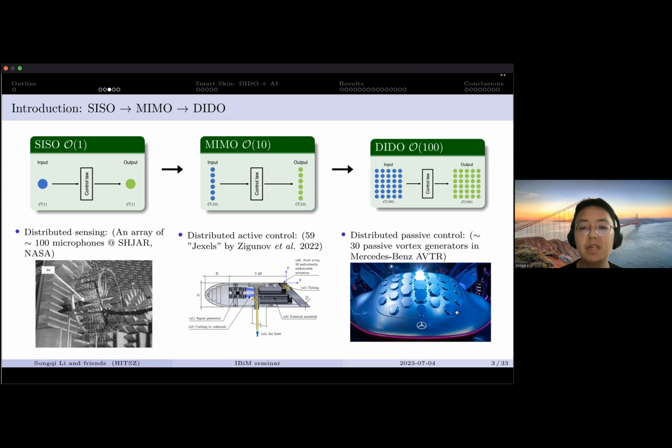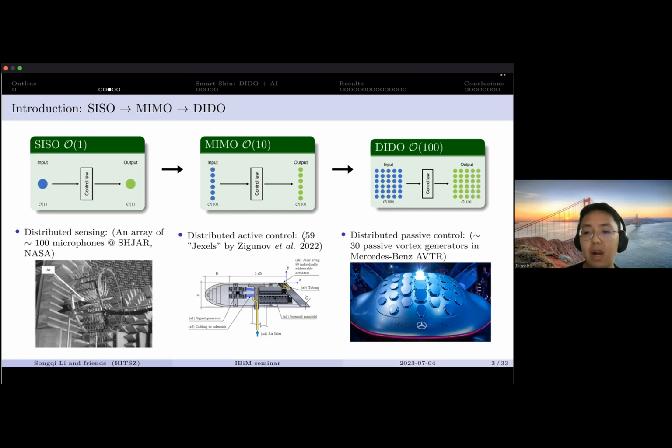And with the development of hardware, I would say in more and more applications, people use more sensors and more actuators in flow control problems, or in problems related to flow dynamics. Here I give 3 examples. The first one is a total of 100 microphones at NASA, which is used to investigate the aeroacoustic characteristics of a jet flow. In the second case, the example is more about actuators: a total of 59 jets. This is a novel active actuator that has been used to control the wake structures behind a blunt body.